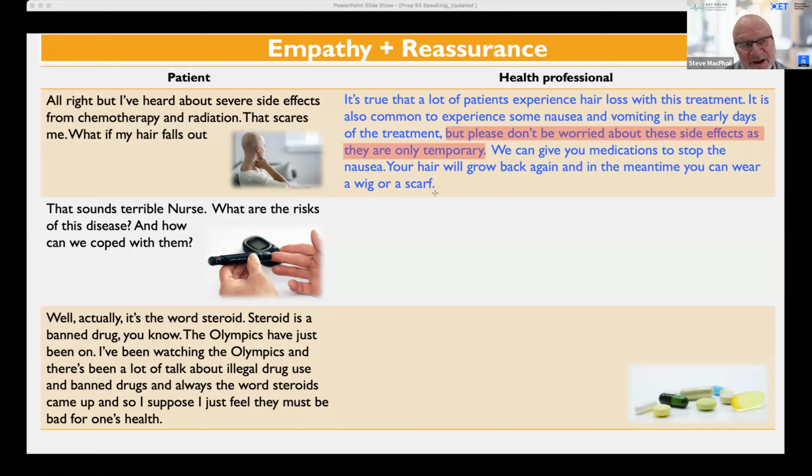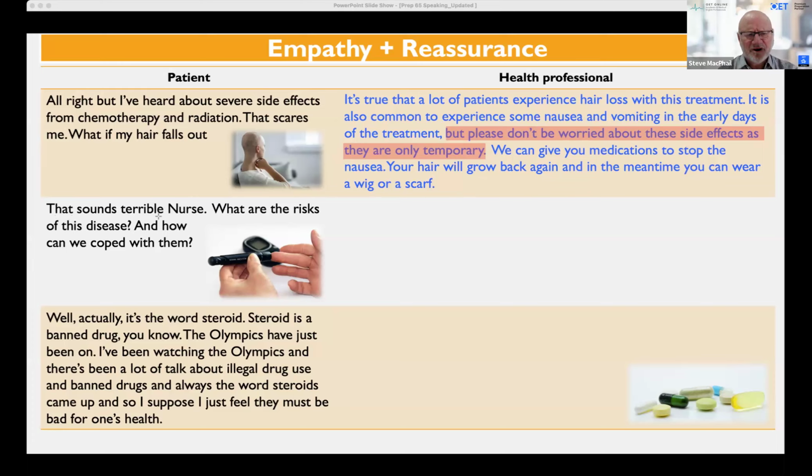So we're providing solutions. We've empathized with the patient's concern, and we've provided reassurance. It's practical, it's real, and it's a good long response, right? So a good rule is when the patient says just one sentence, you try to give a longer response to provide that reassurance. Let's try another one.